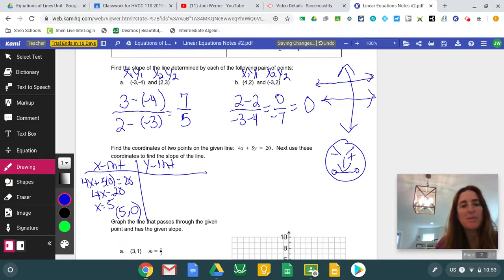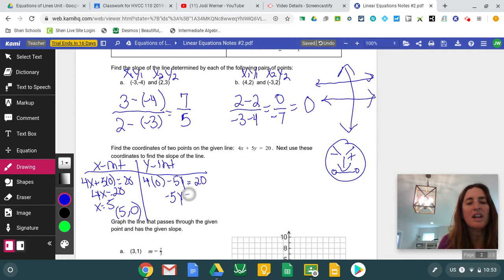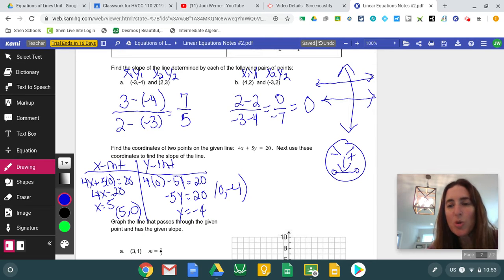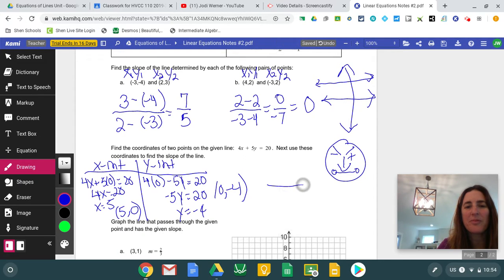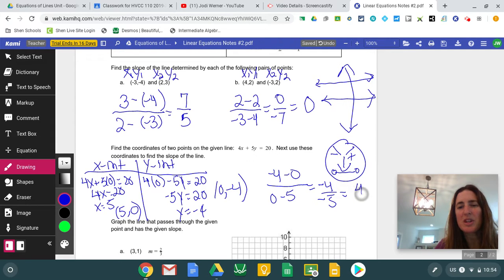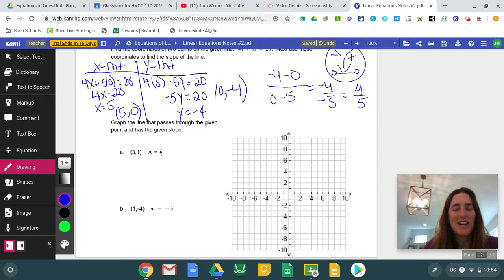To find the y-intercept, I'm going to set the x equal to 0. So 4 times 0 plus 5y is 20, or 5y equals 20, or y is 4. So the point is 0, 4. Now with my 2 coordinates, I can do the slope. So if I go 4 minus 0 and 0 minus 5, my slope is 4 over negative 5. That was so fun. Let's see what we have next.